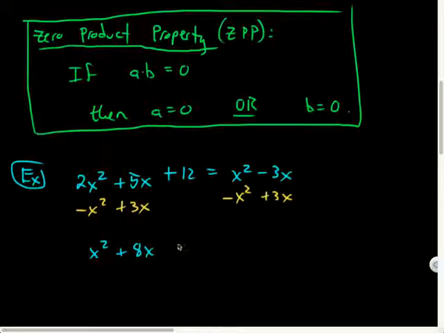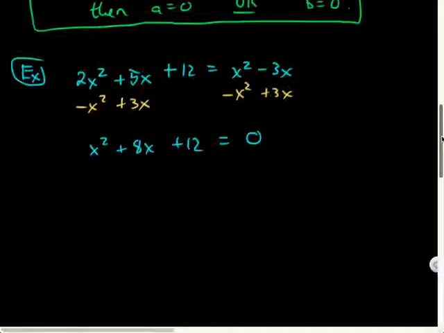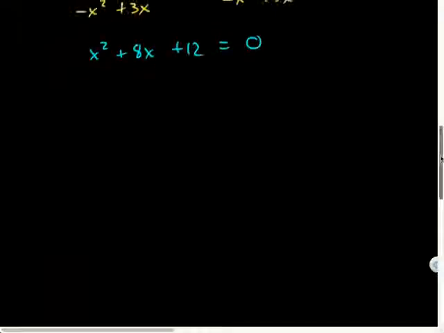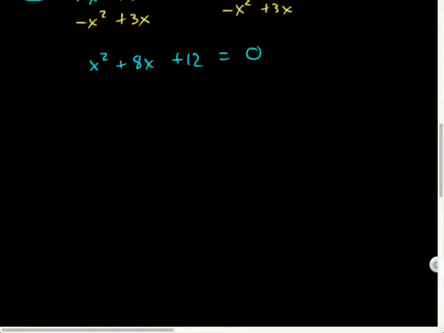So let's set this equal to 0. Here we go. x squared plus 8x plus 12 equals 0. And how do I factor that? Well, it's not a pattern, because this isn't a perfect square. It is not an AC problem, because the leading coefficient is 1. So I can just find the factors of 12 that add to be 8. 1 and 12, 2 and 6, 3 and 4.